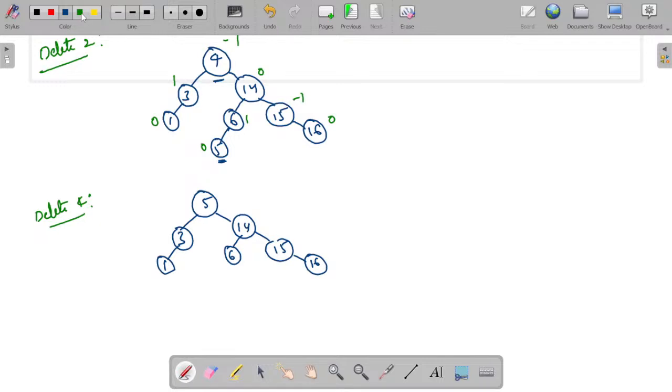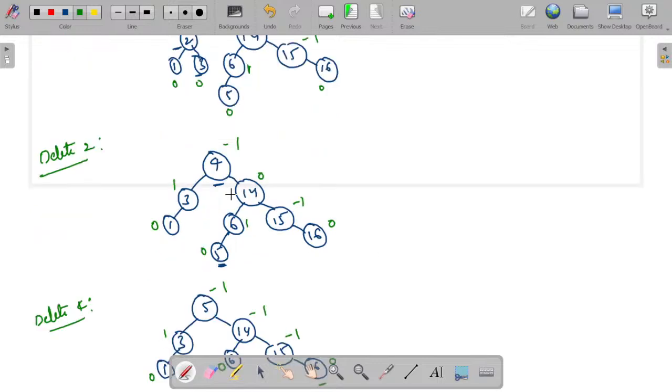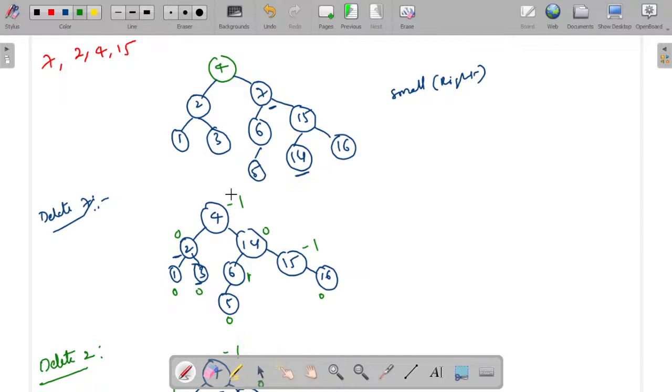So 0 for leaf nodes, and for this it is 0 minus 1, for this it is 1 minus 2, which is -1, and for this it is 1, and for 5 it is 2 minus the deepest child node, which is 3, which is 1, 2, 3. So 2 minus 3 is -1. Now the balance factors are again within the allowed range. Now the last element to be deleted is 15.